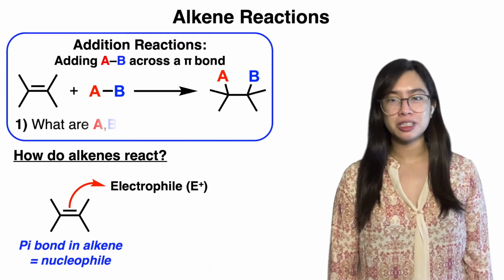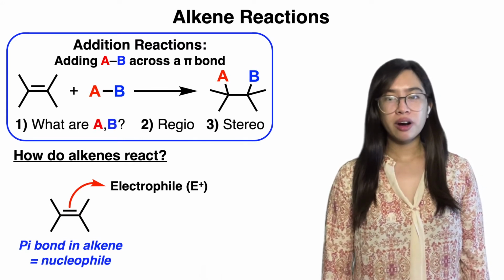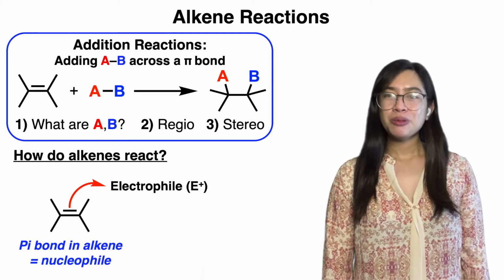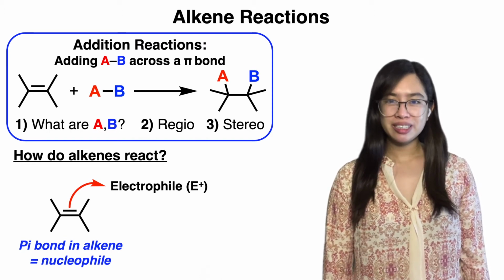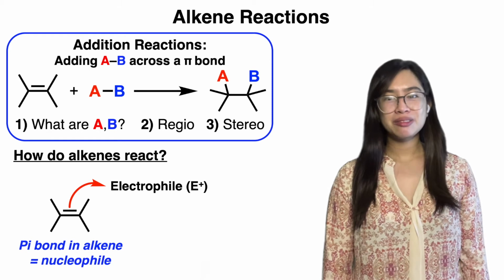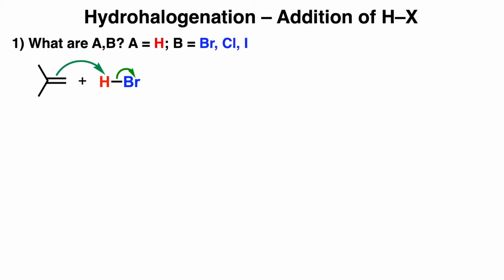for each reaction are: 1. What are A and B? 2. What is the reaction's regioselectivity? And 3. What is the reaction's stereoselectivity? The first reaction is called hydrohalogenation, and it's the addition of a hydrogen and a halogen across a pi bond.